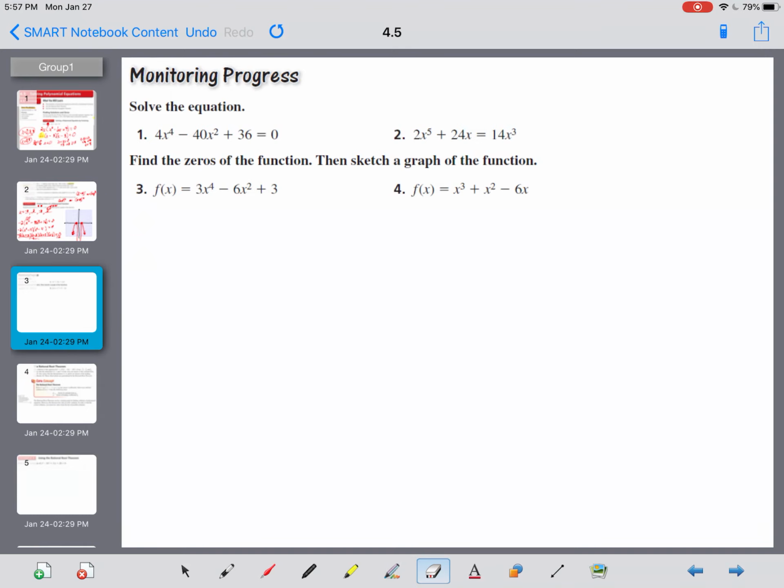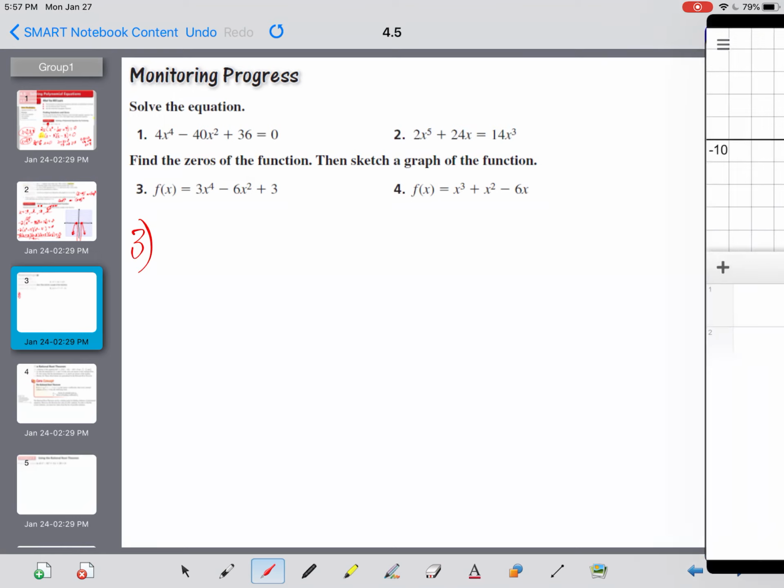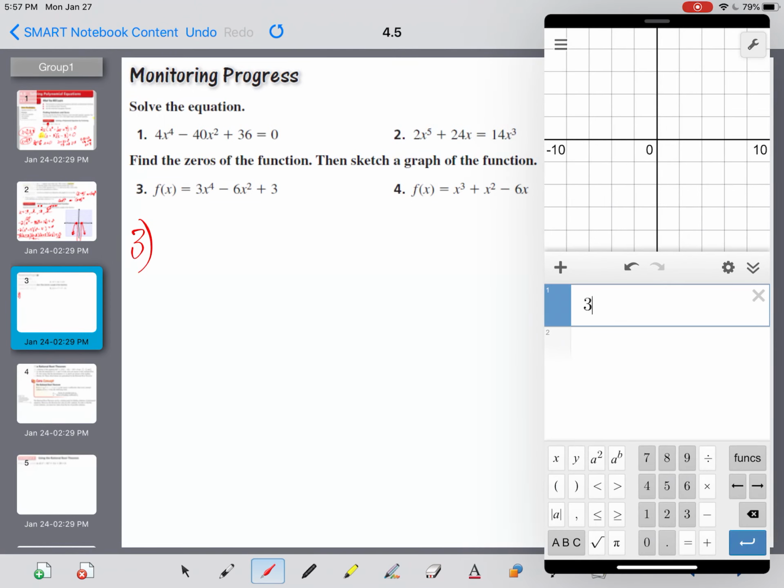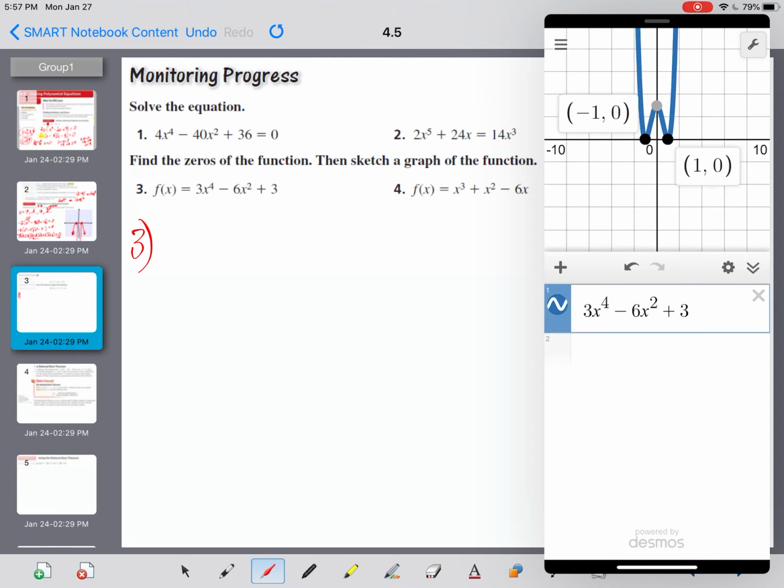All right, let's look at number 3. Let's go easy first: 3x to the 4th minus 6x squared plus 3. All right, boom, boom. It hits in 2 places: x equals -1 and 1. Now, my degree is a 4.